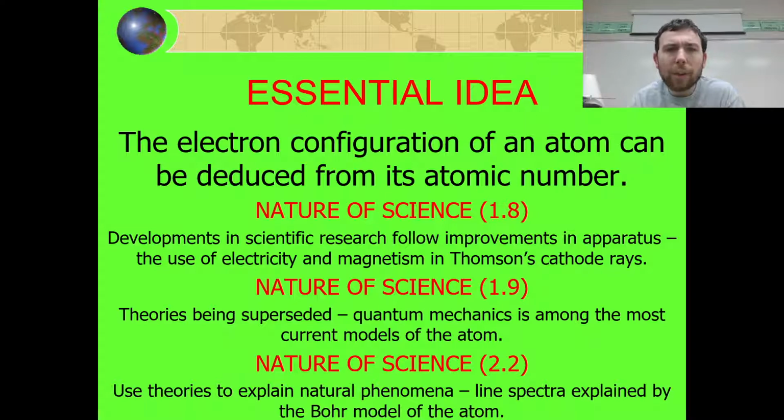And then the last point listed there is the use of theories to explain natural phenomena. Specifically, we're going to be looking at line spectra being explained by the Bohr model of the atom. Again, when you look at these slides, this is mostly for me as a teacher to help you understand what we're going to be looking at as we go forward.